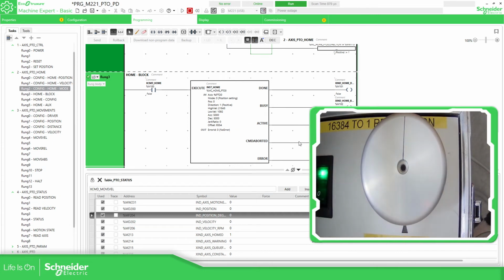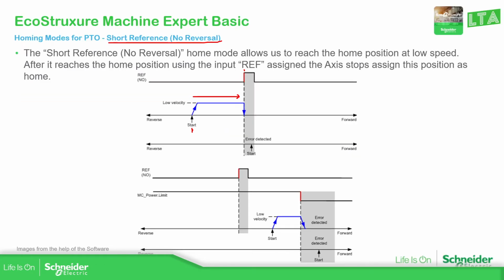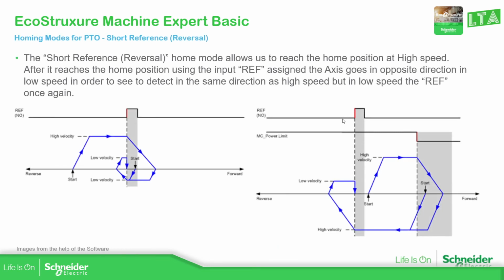Okay, so now let's go back to the explanation for the other homing method. This one, compared with the other one, is the same idea, but what it does is start with the high velocity. Okay, it reached the home position. As you can see, it waits for the other edge of the position of the offset for the reference. Then it goes in the opposite way of the movement in low velocity to reach again the home position, and then it goes forward in the same low velocity.